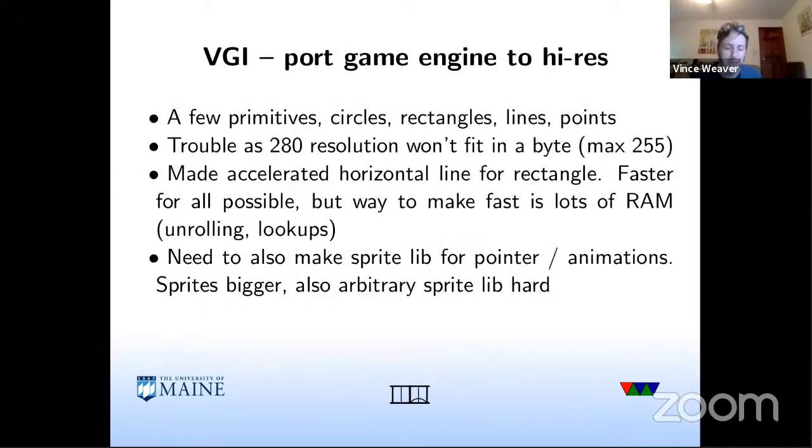So I made a port, it's called VGI, for Vince's Graphics Interface or something. It has some primitives like circles, triangles, lines, and points. There's some trouble as the resolution is 280, but you can only do 255 in 8-bit, so you go off the edge of the screen to the right, and everything gets tricky. I actually had to accelerate routines for horizontal filling of lines because the default ones were way too slow. And so you can make things a lot faster.